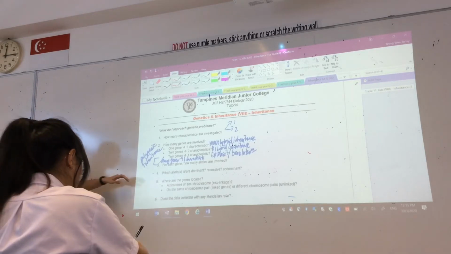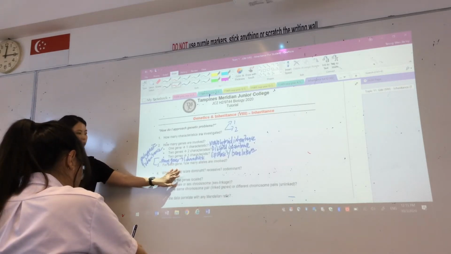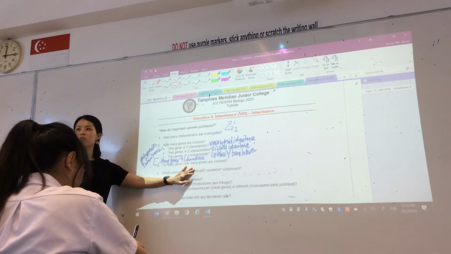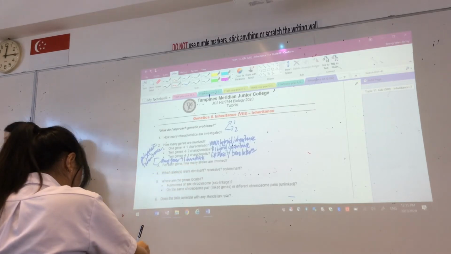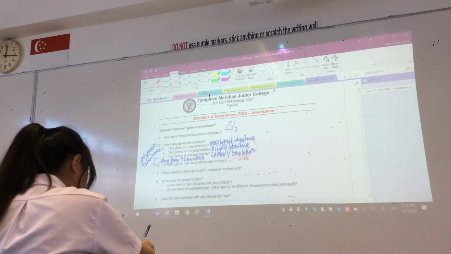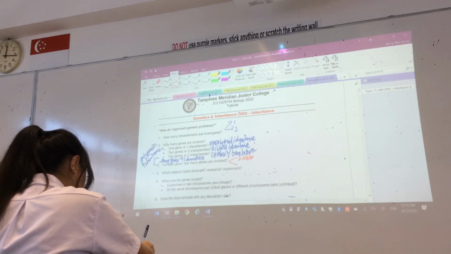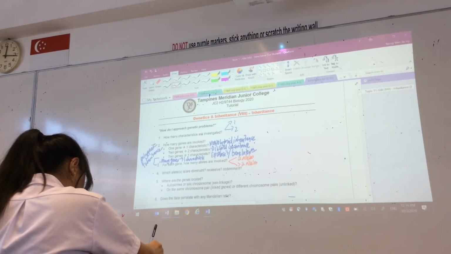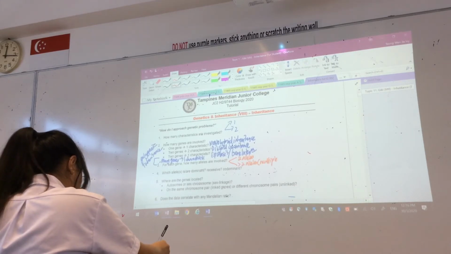Now, question number 3. For every gene that you are looking at, how many alleles are involved? Most of the time, how many alleles do you see? 2. Okay, so most of the time, it is 2 alleles. But in very few situations, you can see more than 2 alleles. We call them multiple alleles question.